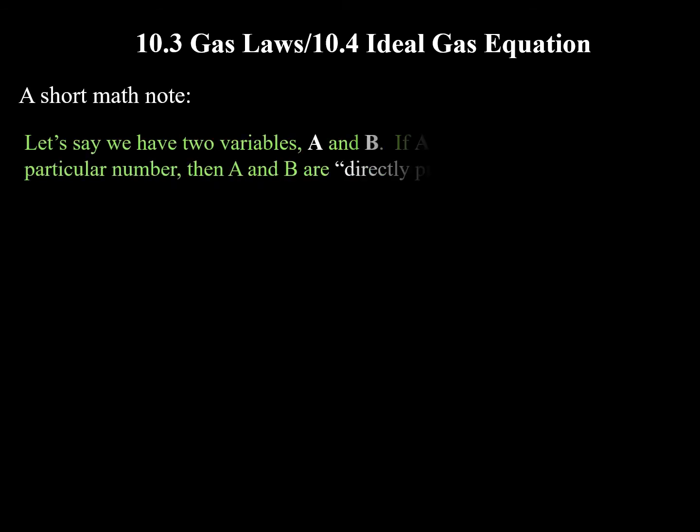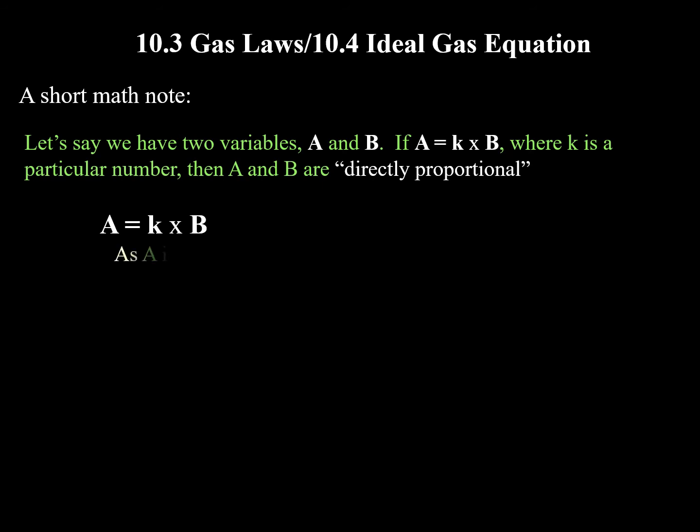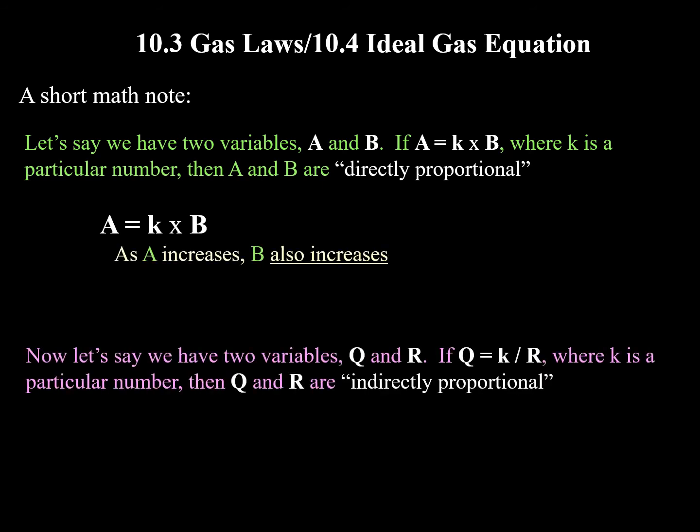So just a short math lesson. If we have variables A and B with a constant K, and there is a direct relationship, meaning if B increases, A will increase, and if B decreases, A will decrease as well. We have the opposite relationship. We use Q and R in this case. Q equals K divided by R, where K is a constant. We say Q and R are inversely proportional to each other. So if Q increases, R will decrease, and vice versa. If R increases, Q will decrease.